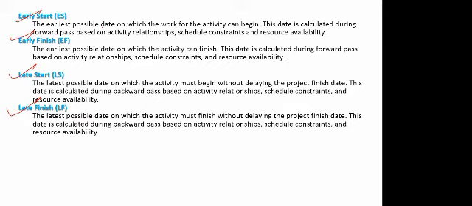The earliest possible date on which the work or the activity can begin. In the same way, for the early finish, the earliest possible date on which the activity can finish, right? That's called the early finish date. Late start, the latest possible date on which the activity can start, and in the same way, the latest possible date on which the activity can finish up. That's the late start and late finish date, right?